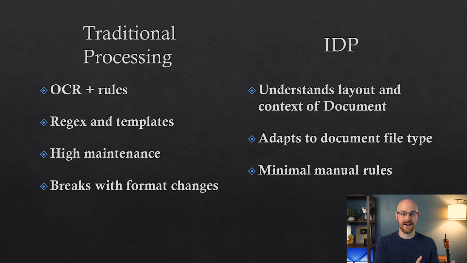So with traditional OCR, if you change it from a PDF into a docx or just a Word document, it's going to break, right? It's looking for a specific file type. But with IDP, it's just going to really easily, flexibly change from one document type to another.